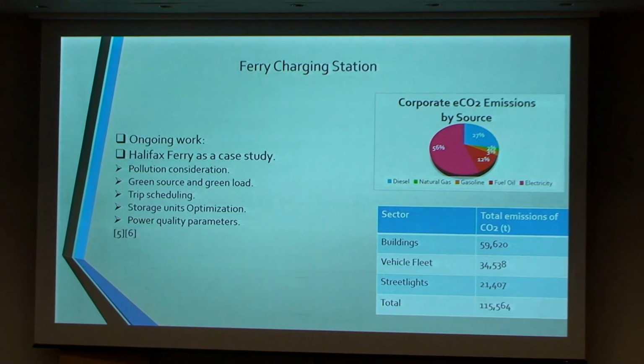Also, the table below shows the emissions based on the sector. The vehicle fleet here has 34,538 tons of CO2 emissions, and that's only in one year, 2008. So the ferries make up 5% of this. 5% for two or three ferries is not few. So that's a considerable amount of emission.